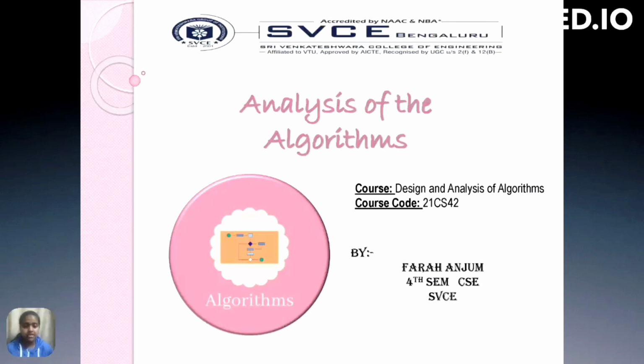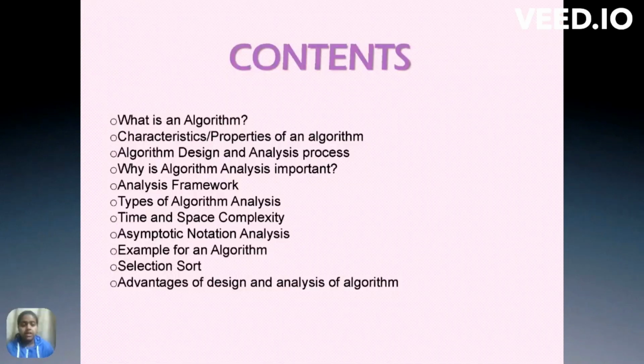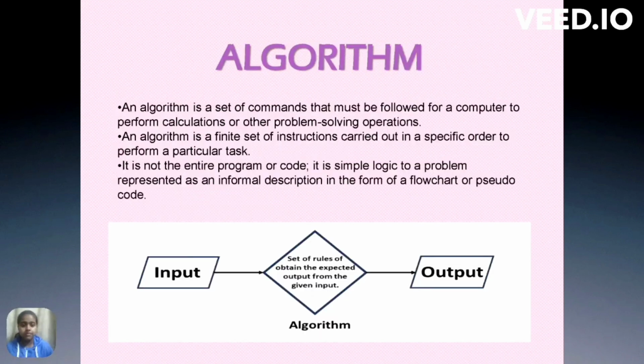The topic for the presentation is Analysis of Algorithms from the course Design and Analysis of Algorithms. The contents of this presentation are: what is an algorithm, characteristics or properties of an algorithm, algorithm design and analysis process, why is algorithm analysis important, analysis framework, types of algorithm analysis, time and space complexity, asymptotic notation analysis, example for an algorithm, selection sort, advantages of design and analysis of algorithm.